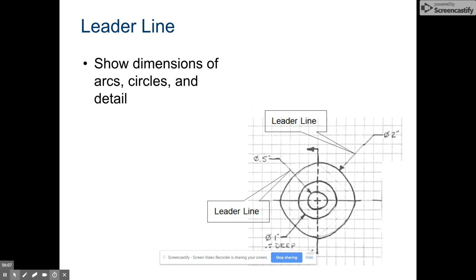The leader line is used for arcs, circles, and details, and you'll notice that it's going at an angle. So it's usually at a 45, and so that's this line right here. That's called the leader line, and it's used for things like radiuses or arcs. So this, if you don't know, stands for diameter. So it's saying that this circle is 2 inches in diameter. So that leader line points at a dimension, okay? So important for you to know.